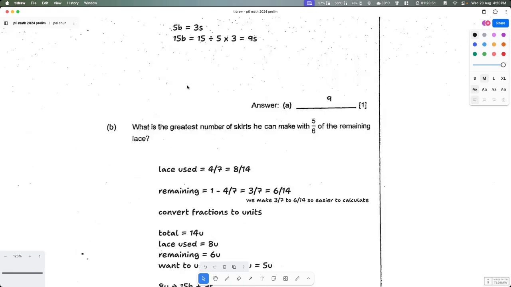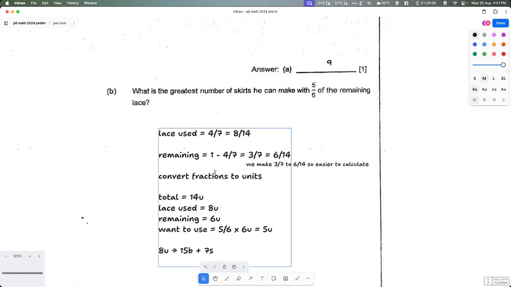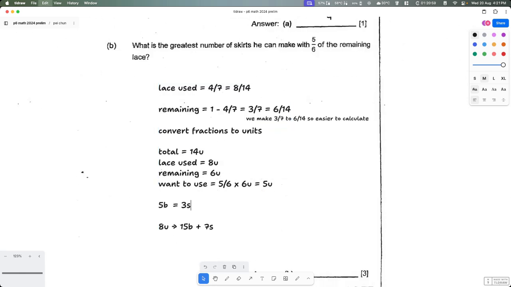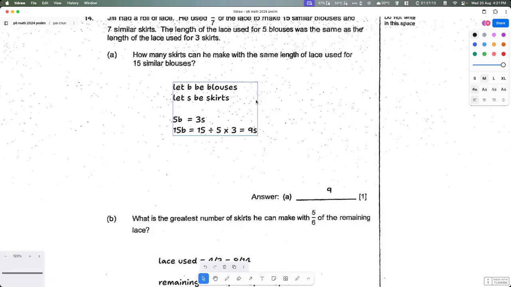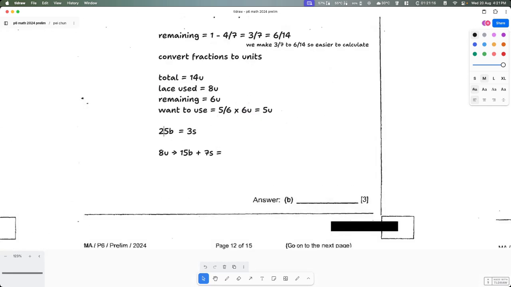So we know 5 blouses equal to 3 skirts as well, right? So I'm going to put it here as well. 5 blouses equal to 3 skirts. So 8 units is 15 blouses plus 7 skirts. So that means it's also equal to, so we know 15 blouses is 9 skirts. So that means it's 9S plus 7S, which becomes 16S. All right, 16 skirts. All right, so 8 units is 16 skirts.